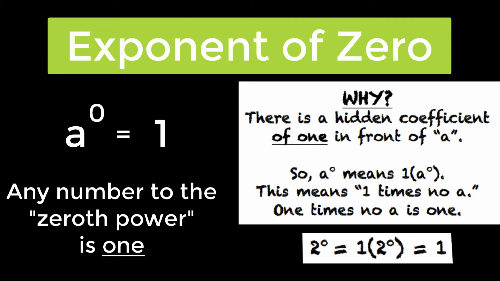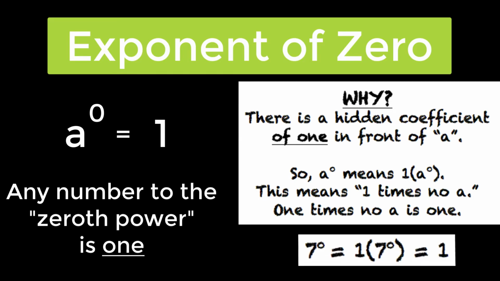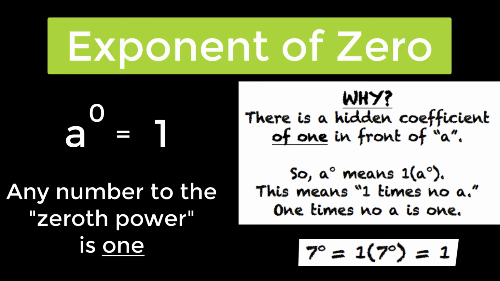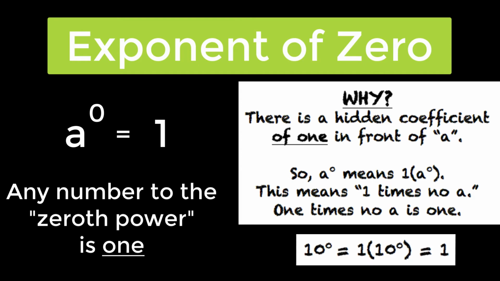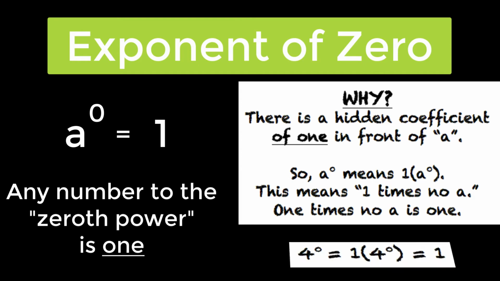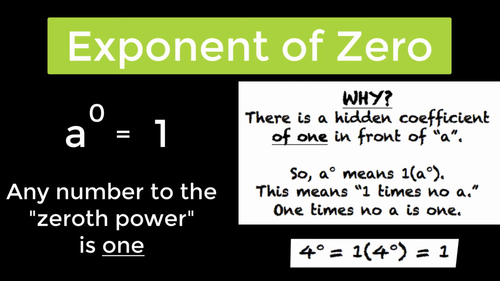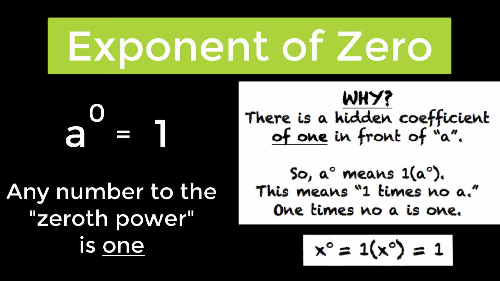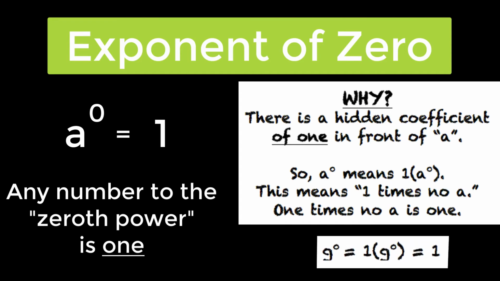So 2 to the 0 equals 1 times 2 to the 0, which is just 1. Or 7 to the 0 equals 1 times no 7's, so 1. 10 to the 0 equals 1 times no 10's, which is 1. 4 to the 0 equals 1 times no 4's, which is 1. X to the 0 equals 1 times no x's, which is 1. G to the 0 equals 1 times no g's, which is 1.